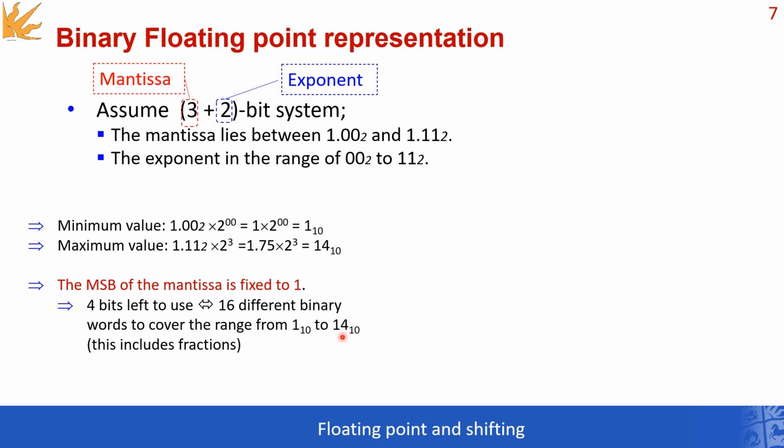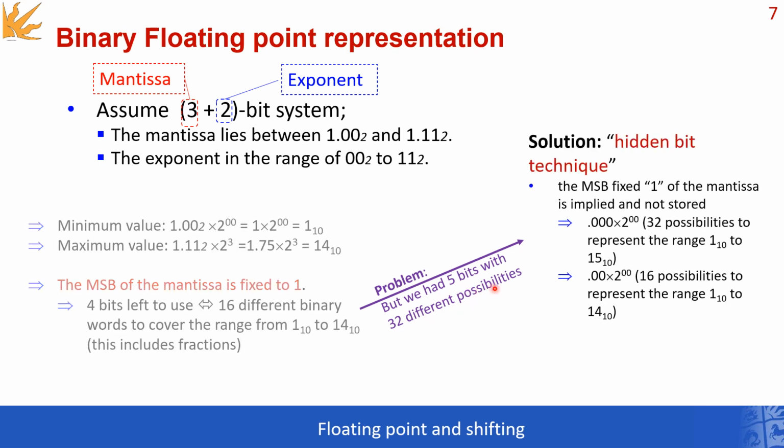So we fixed the first bit to 1 to solve one issue, to avoid having numbers being represented more than once in the binary system. However, now that we got 4 available bits, instead of having 16 different binary words, we have a range from 1 all the way up to 14, and that also includes the fractions. So in order to fix this problem and take advantage of all the bits that we have available, we use the hidden bit technique.